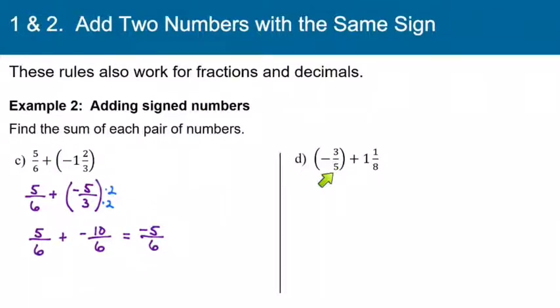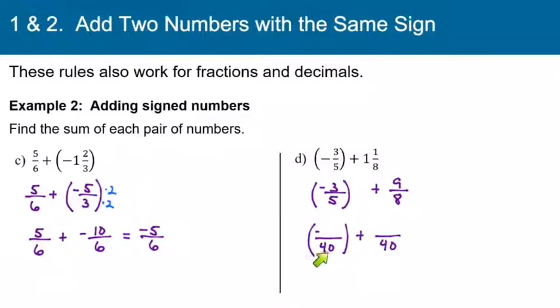Okay, now on part D, we have negative 3/5 plus 1 1/8. So again, I think it's easiest if we convert this to improper form. 8 times 1 is 8, 8 plus 1 is 9. So now we have negative 3/5 plus 9/8. You can see that the denominators are different. We'll need them to be the same. What's a number that 5 and 8 can both go into? The smallest number that they can both go into is 40. So that needs to be our common denominator.